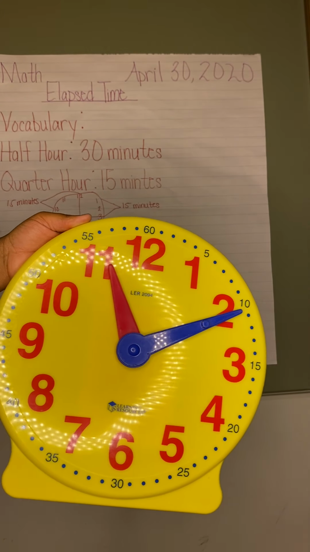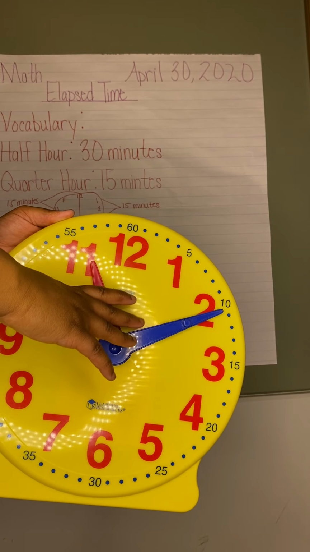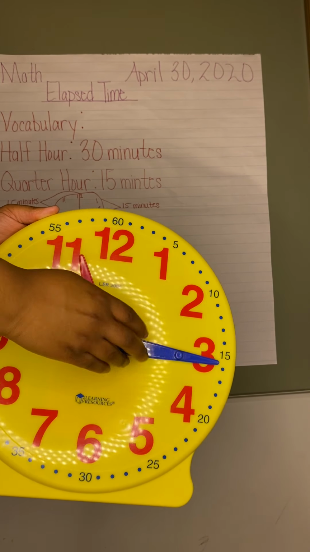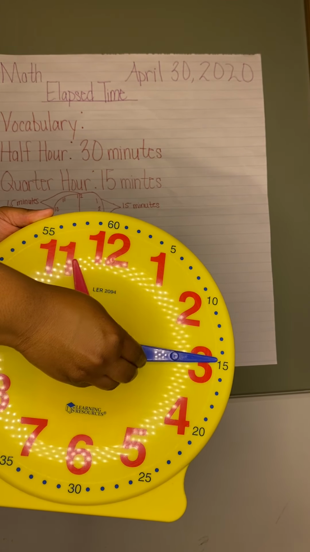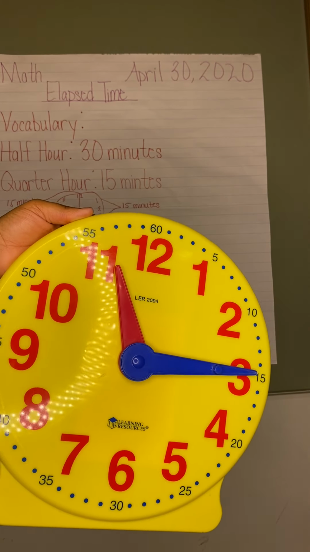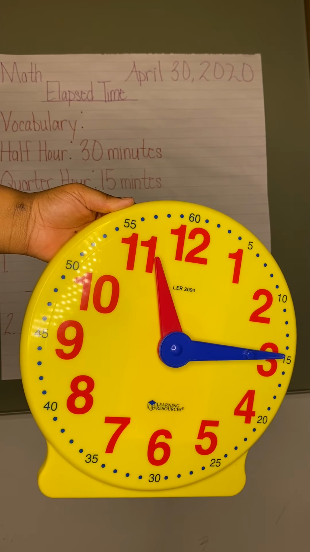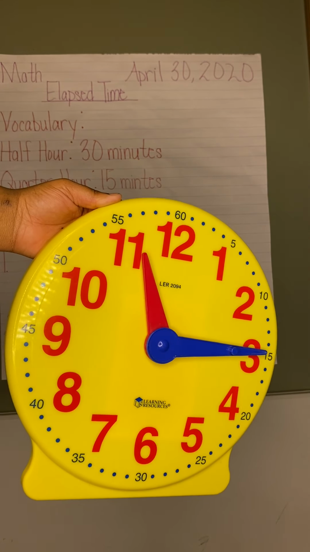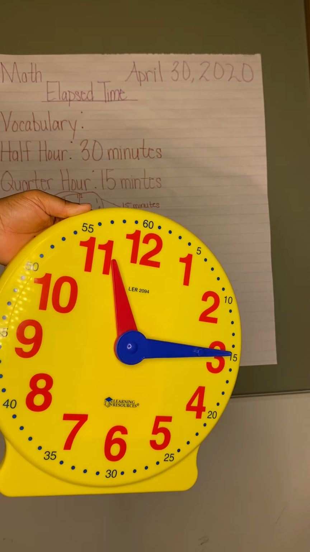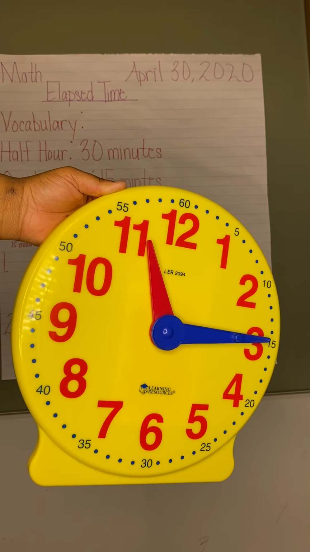That is 25 minutes. And then I am at 11:15. Sorry, my blue hand is a little lazy. I'm at 11:15. And how many minutes is that? What is 25 plus 5? That's 30 minutes. So now I want you on the line beside number 1 to put 30 minutes.